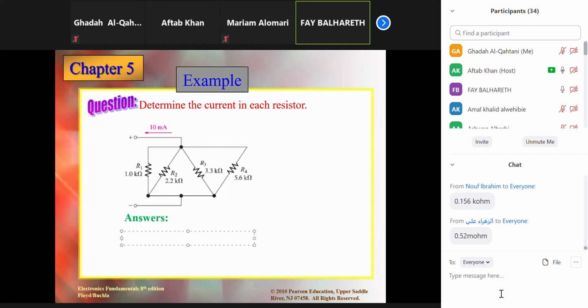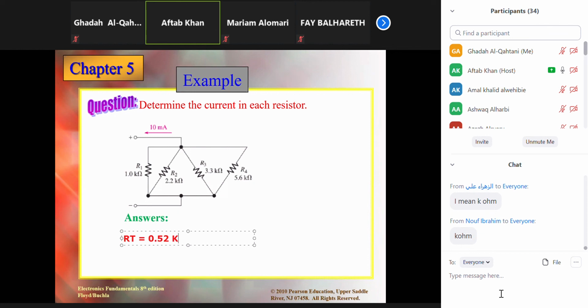Okay, so actually all of these are in kilo, so maybe you calculated in kilo. Okay, how much? 0.52. Okay, so 0.52. Then what is the unit? Kilo ohms. Okay, kilo. This is RT.